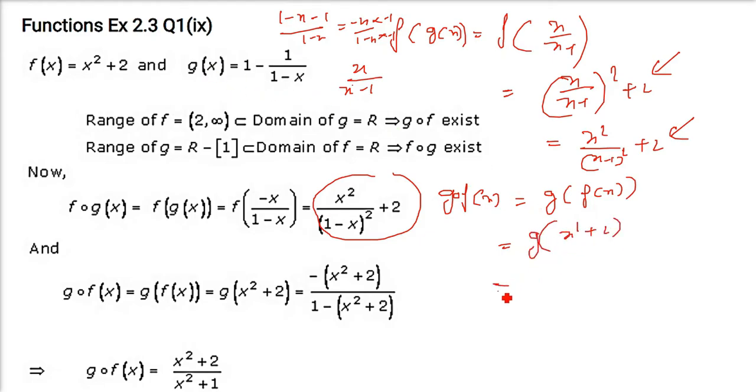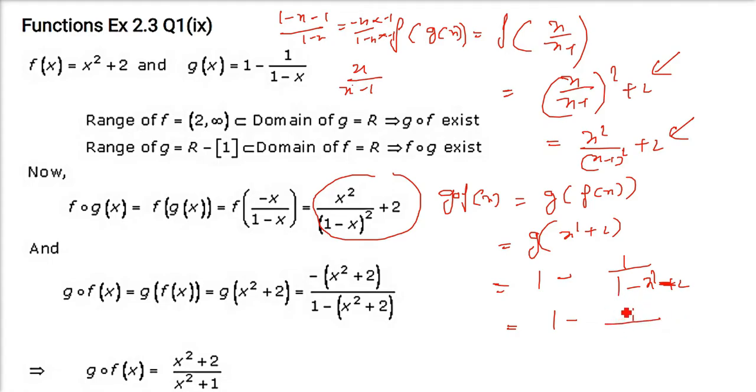And just put it inside g. So 1 minus 1 by 1 minus x. 1 minus x square minus 2. That is going to be negative x square, negative 2, negative 1. That will be minus x square minus 1.